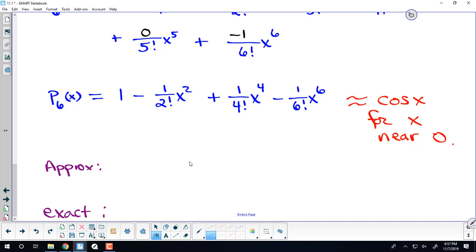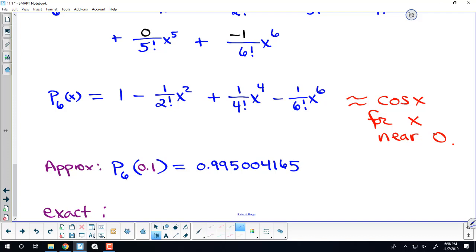All right, so the approximation was coming from P sub 6 evaluated, what are we plugging in? 0.1. We're approximating cosine of 0.1. So P sub 6 of 0.1 is approximately, we'll just write this out at the end, approximately cosine of 0.1. And what did you get for P sub 6 of 0.1? 0.99504165. Okay. Did y'all get that?